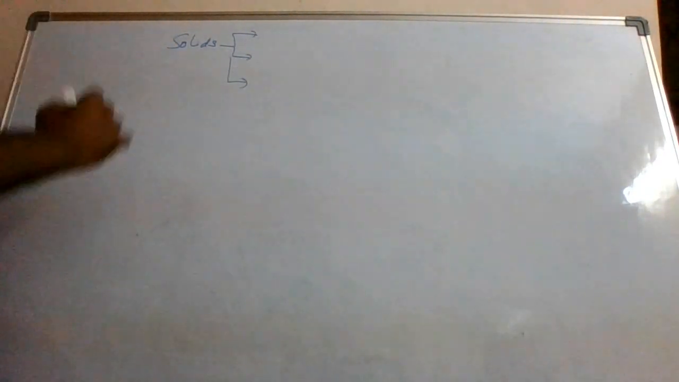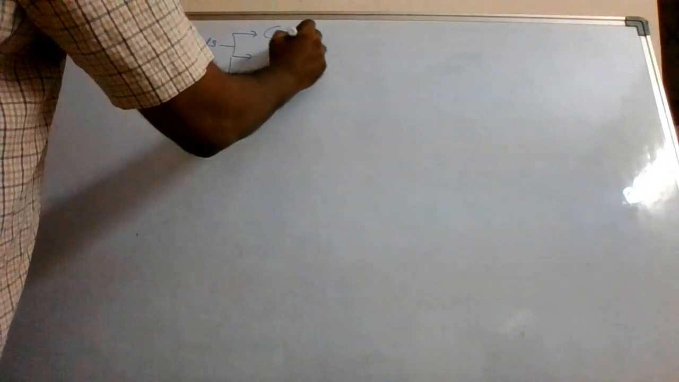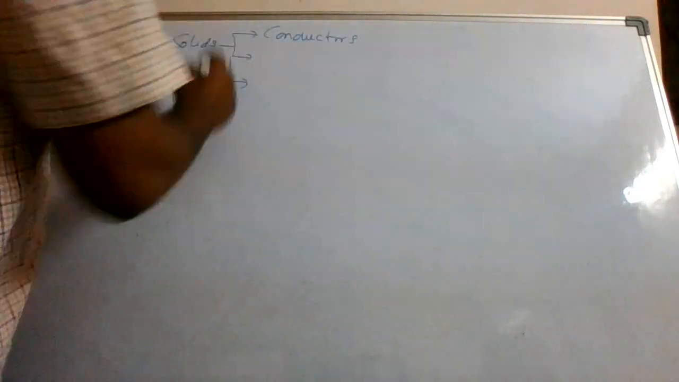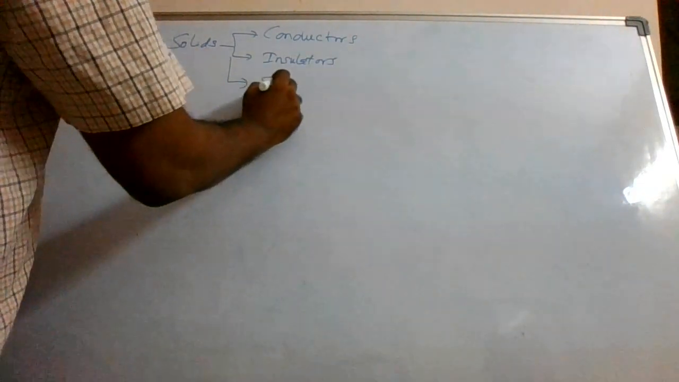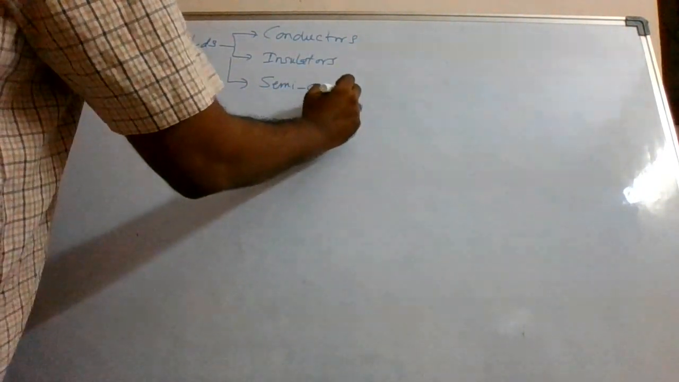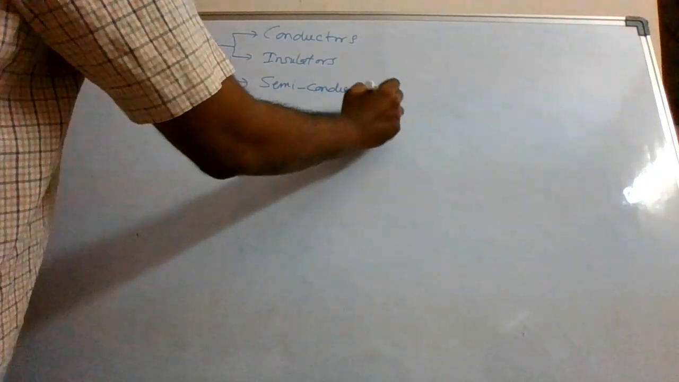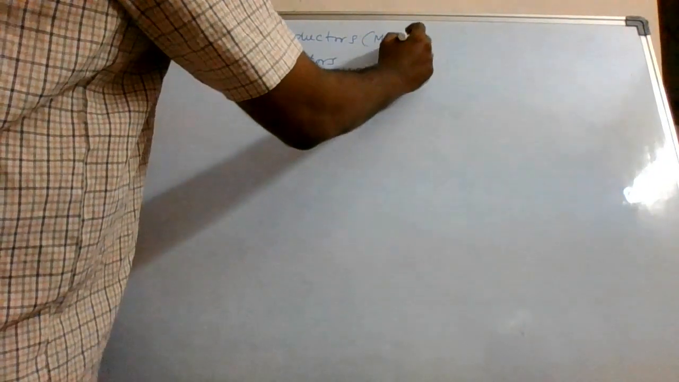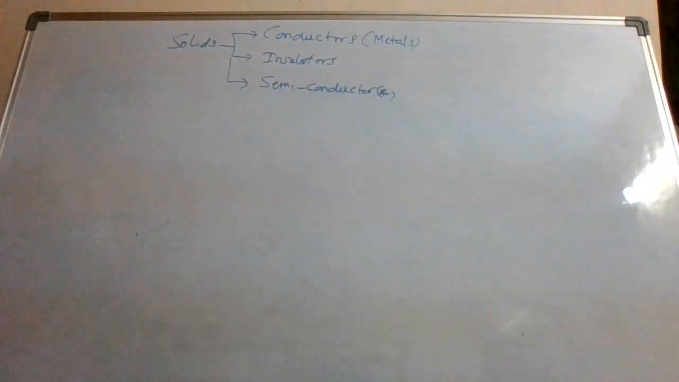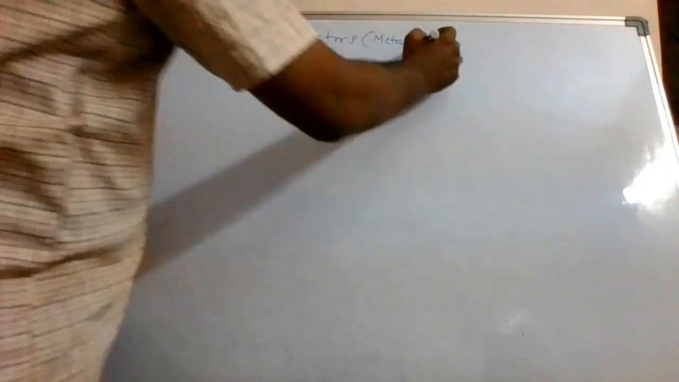When we talk about solids, they can be classified under another category called conductors, insulators, and semiconductors. This is a special type. Conductors, you can call them as metal. All this arrangement is there in the periodic table depending upon their atomic structure. Some behave like conductors, and they always conduct electricity.